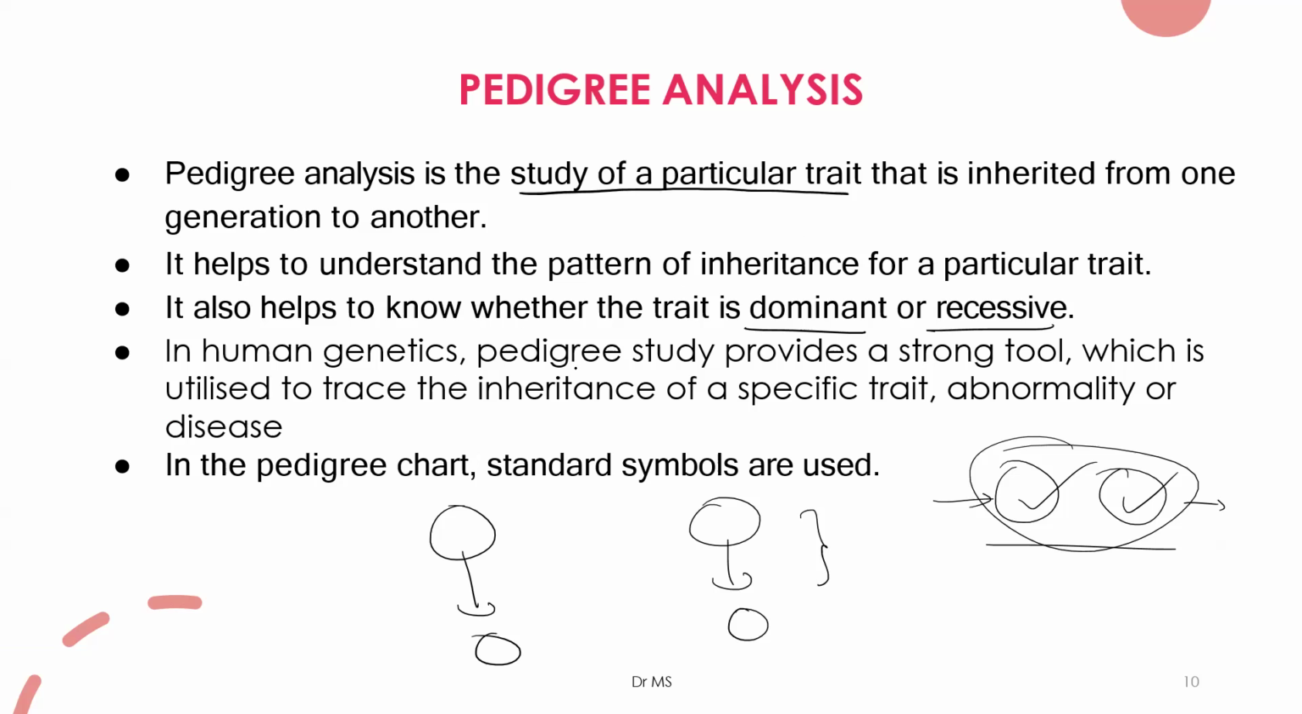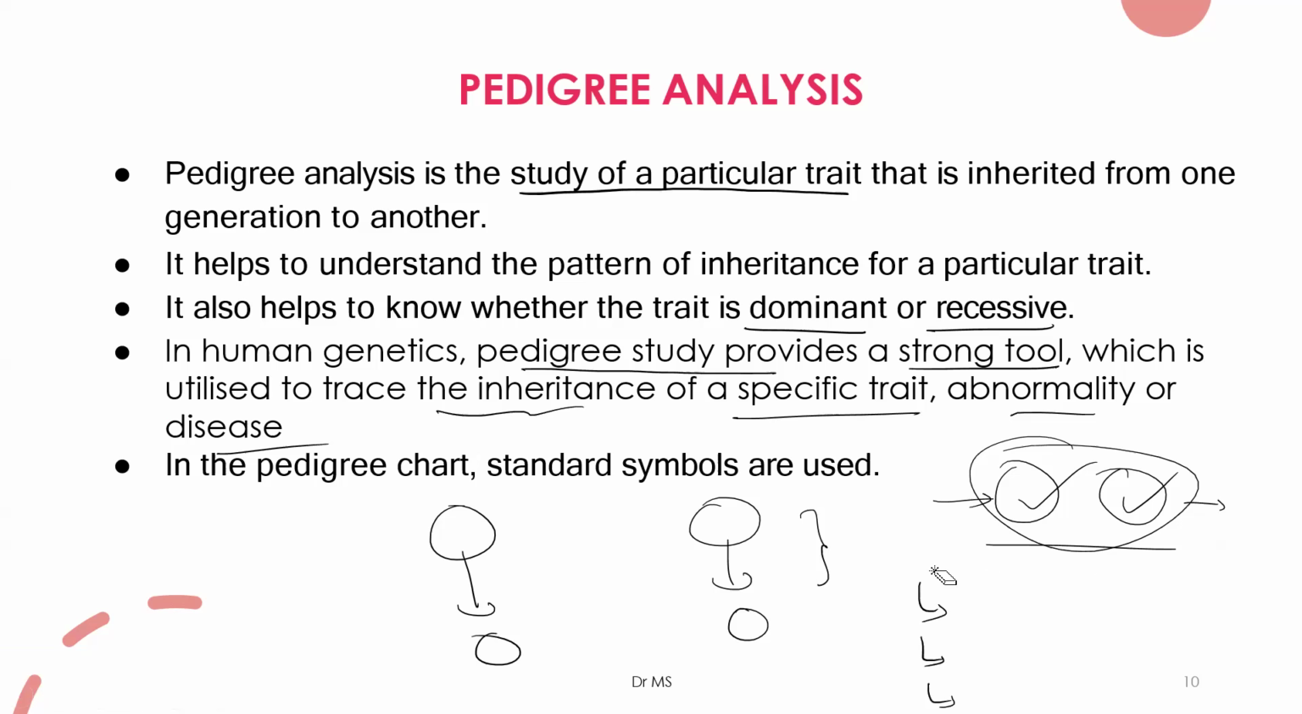So in human genetics, pedigree study provides a very strong tool to trace the inheritance of a specific trait, abnormality, or disease. With the help of pedigree analysis, we are able to study the specific traits, the abnormalities, or the disease patterns that are inherited from the ancestor to the offspring, from one generation to the next successive generations.